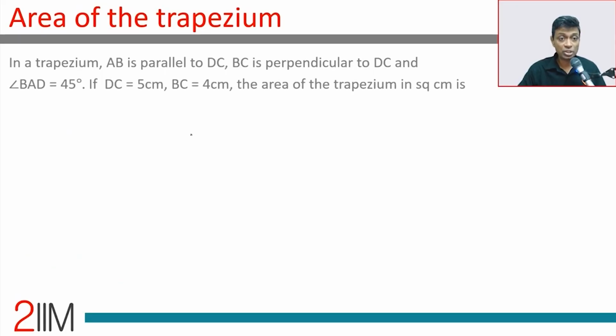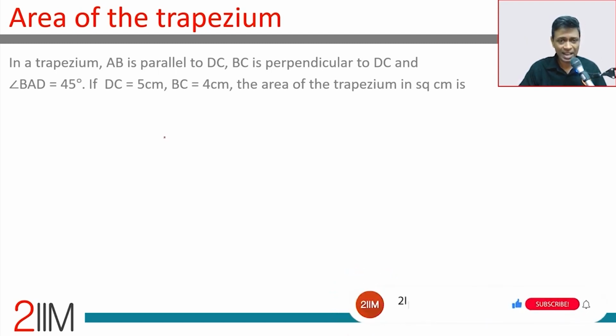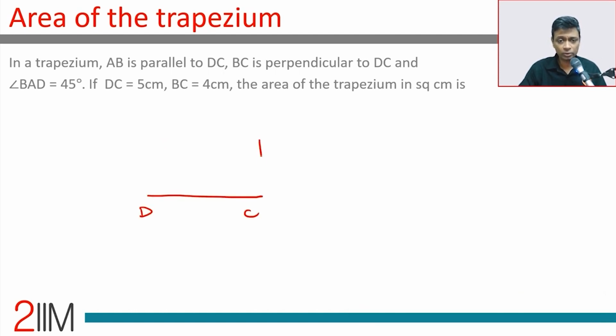In a trapezium ABCD, AB is parallel to DC, BC is perpendicular to DC. This is DC, this is 90 degrees, and AB is parallel. DC is 5, BC is 4, angle BAD is 45. So it's a diagram like this. Wonderful. We want to find the area of the trapezium.